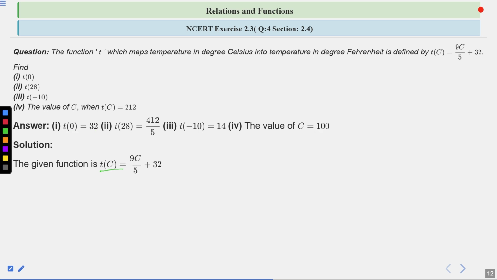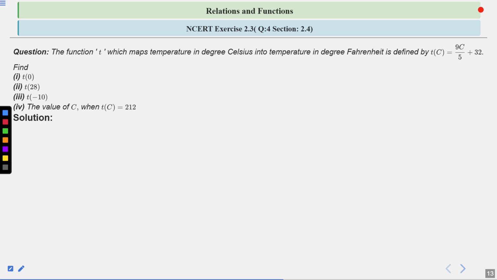So your function is T(C) = 9C/5 + 32. Therefore, T(0) is quite simple, it is going to be 9 times 0 by 5 plus 32, which is 32. So T(0) is 32. So 0 degree Celsius temperature is the same as saying 32 degree Fahrenheit temperature. Clear? Now for second, T(28) is 9 times 28 by 5 plus 32, which is 412/5.